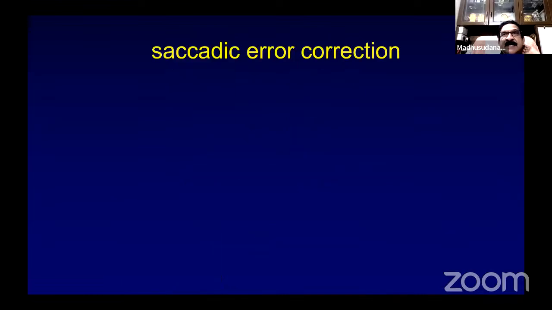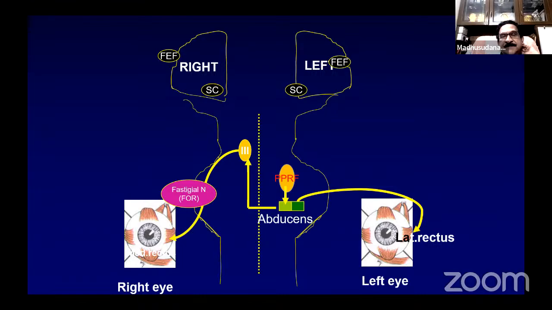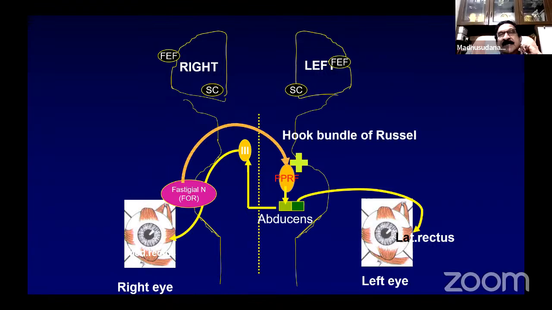Now, what is this saccadic accretion done by? This is done by our vestibular oculomotor region. What does it do? This is on the right side. This vestibular nucleus on the right side is influencing the left PPRF. Okay, left vestibular nucleus influencing the right PPRF. So what does this vestibular nucleus do? It crosses to the opposite side through the hook bundle of Russell and stimulates the PPRF on the other side.